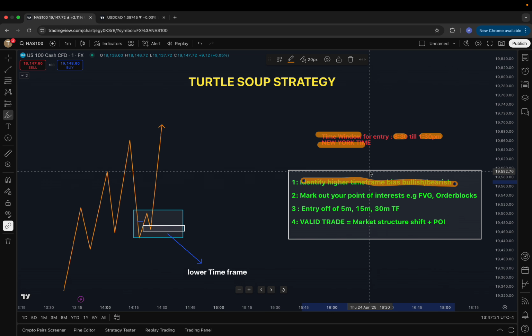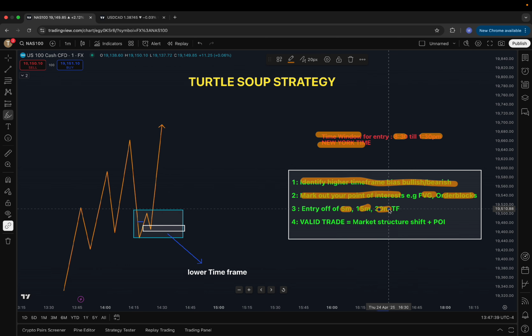The second thing we need to do is mark out our point of interest. So on the higher time frame, if we spot any fair value gaps or order blocks, that just adds additional confluence to our trade. And then in terms of entry, we're going to be entering off the 5 minutes, 15 minutes, or the 30-minute time frame.